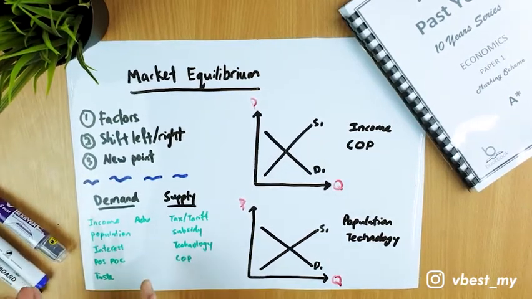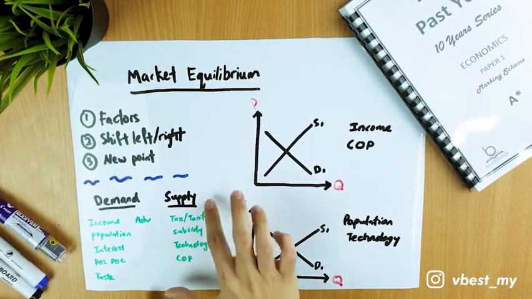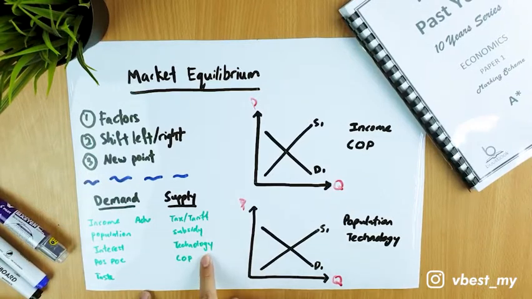So first, look at the demand factors. We have income, population, interest rate, price of substitute, price of complementary, taste and preferences, and advertisement. Successful advertisement, yeah. And then for supply, we have tax, tariff, subsidy, technology, and the cost of production. Alright, so when we see income, we can only shift the demand curve. If, let's say, we see technology in the passage, we can only shift the supply curve.